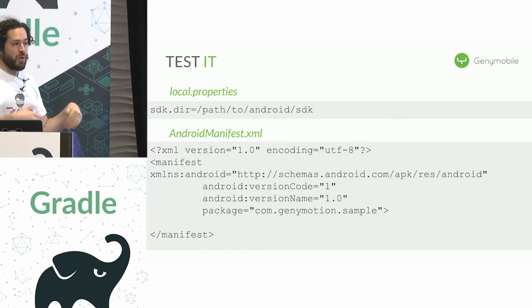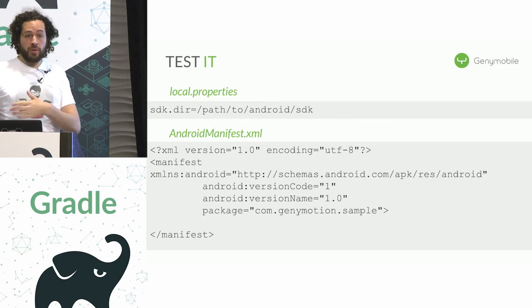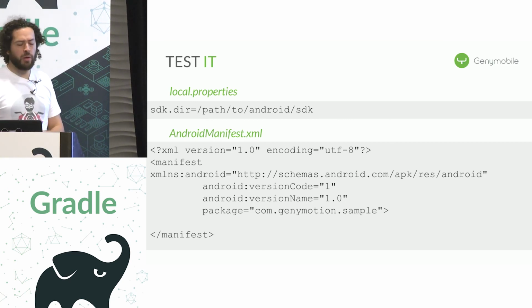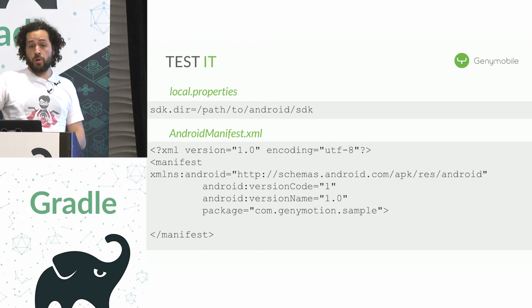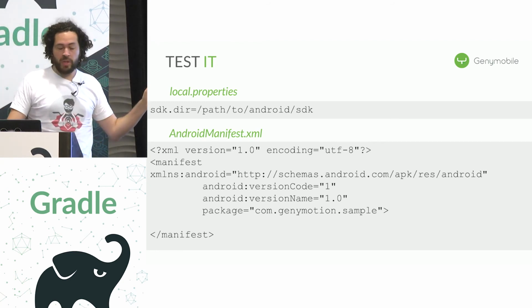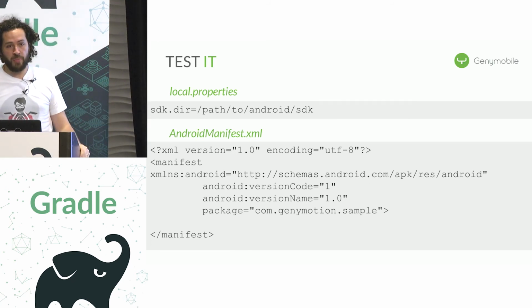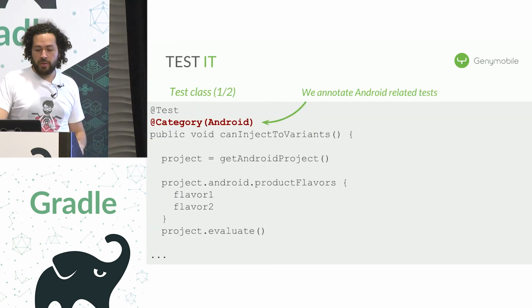Actually, if the computer running your tests has the ANDROID_HOME environment variable, this is not even mandatory. But what is mandatory is the Android manifest, and you see mine is completely empty and it's working perfectly. That's just the thing you need.